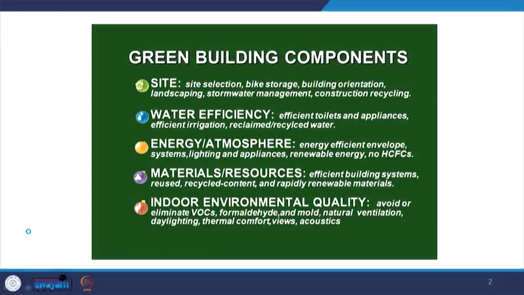Just to give you an overview, green buildings usually comprise components which can be clubbed under one of these features, and these 5 components are invariably present in green buildings. The first one is the site, second is water efficiency, third is energy and atmosphere, fourth is materials and resources, and the last one is indoor environment quality.